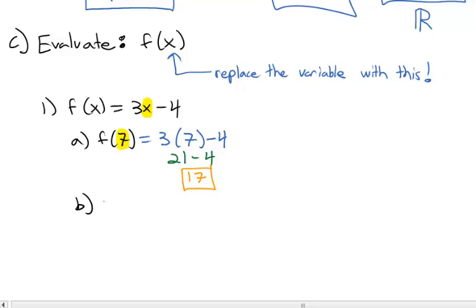And we can do this with any old number. We can find f of negative 2. And again, negative 2 is inside the parentheses, so negative 2 goes into the x. It's 3 times the negative 2 minus 4. And then simplify. 3 times negative 2 is negative 6 minus 4, and then when we subtract, negative 6 minus 4 is negative 10.